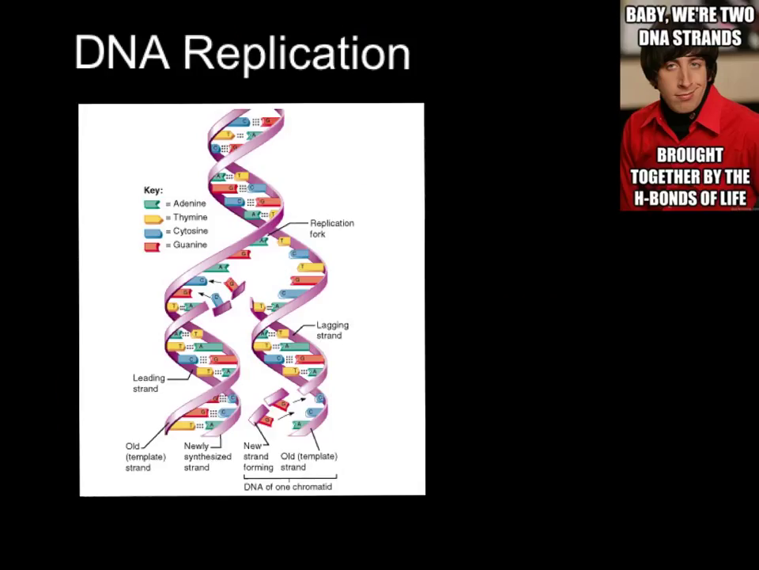DNA replication is where two identical copies of the original DNA strand are produced. The double helix unwinds and the two strands are used as template strands for a complementary strand by adding complementary nucleotides to the template strand to make an exact replica of the original one that you can see over here.